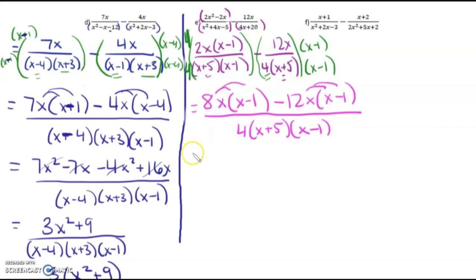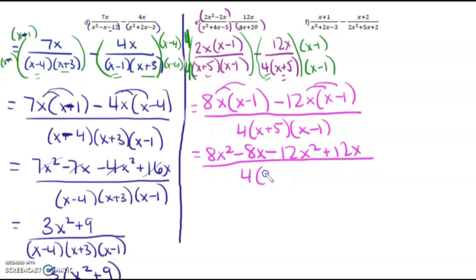So let's distribute in, and we get 8x squared minus 8x minus 12x squared plus 12x, and that's all over 4, x plus 5, x minus 1.